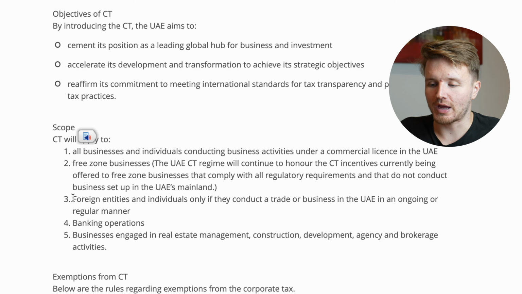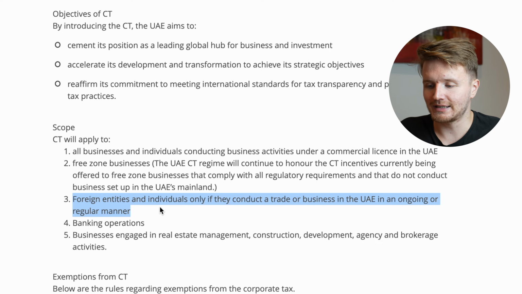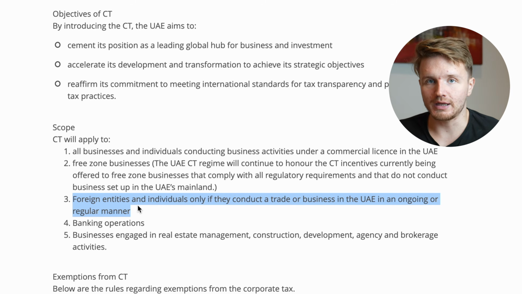But then here we have number 3: foreign entities and individuals, only if they conduct a trade or business in the UAE in an ongoing or regular manner. So this is essentially defined: if a foreign company operates regularly from the UAE, they will be tax resident in the UAE. And you might be telling me, oh, but Thomas, that is so vague. What does that even mean? These things are not always very specifically defined.